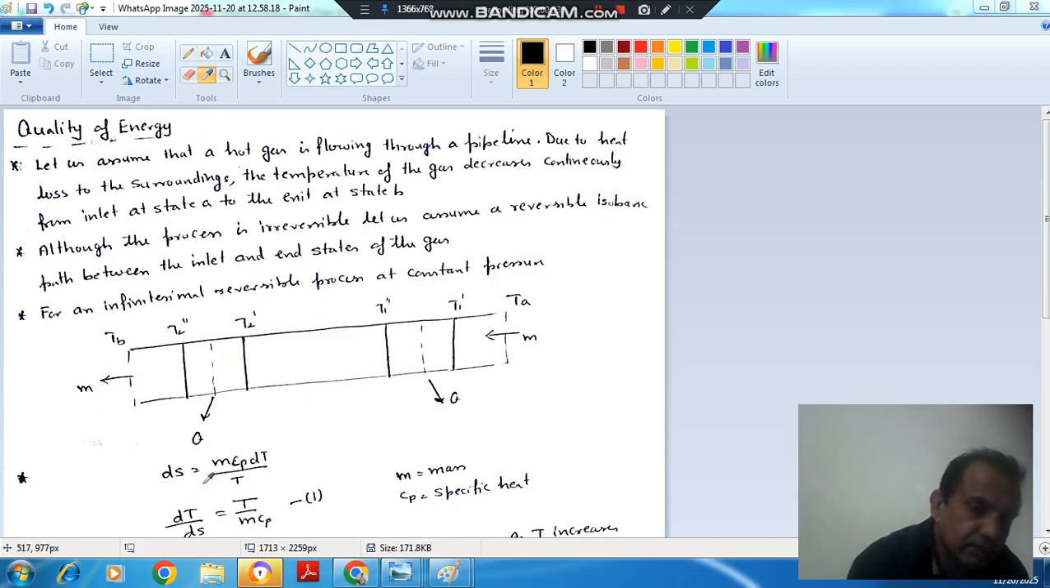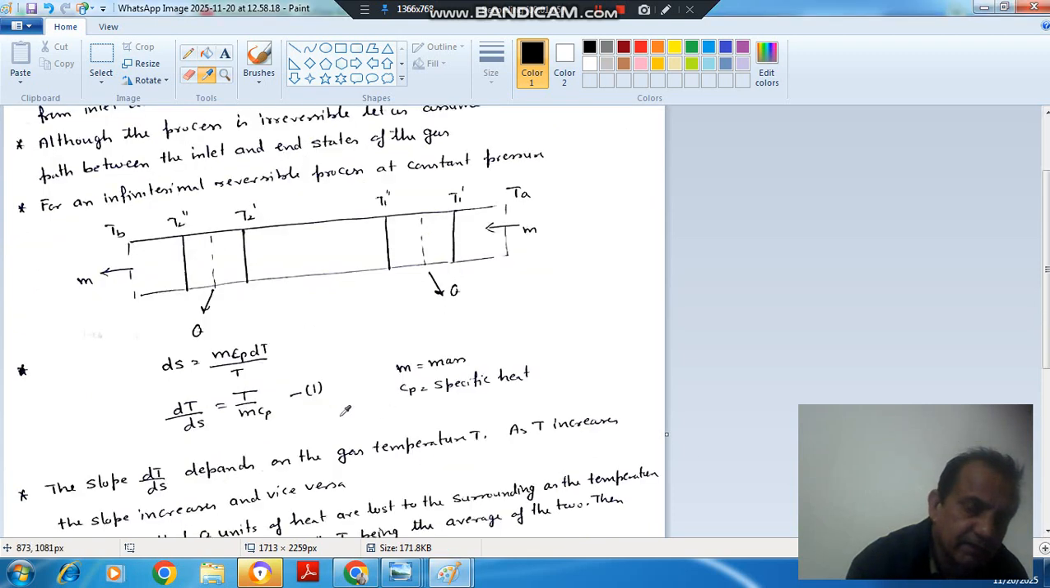So both are equal, so dS will be equal to m Cp dT by T, or dT by dS is equal to T by m Cp. From this equation we can see that the slope of the T-S diagram is directly proportional to temperature. Higher the temperature, higher will be the slope. So it means there would be lesser entropy change for the same dT when the temperature is higher.